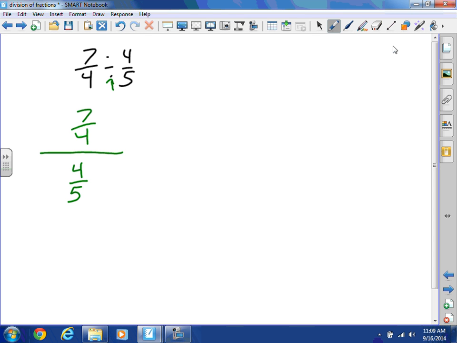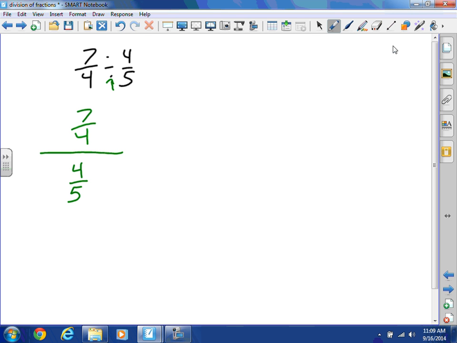The problem here is 7 fourths divided by 4 fifths. All I did was rewrite the same problem, but instead of using the division symbol, I use a fraction bar, which means divided by. This is still 7 fourths divided by 4 fifths. I just wrote it in a different way. Does anybody else have any questions on that first step?